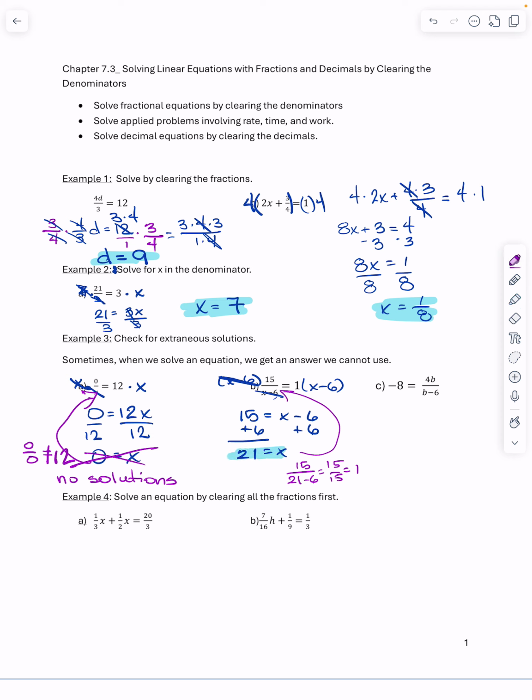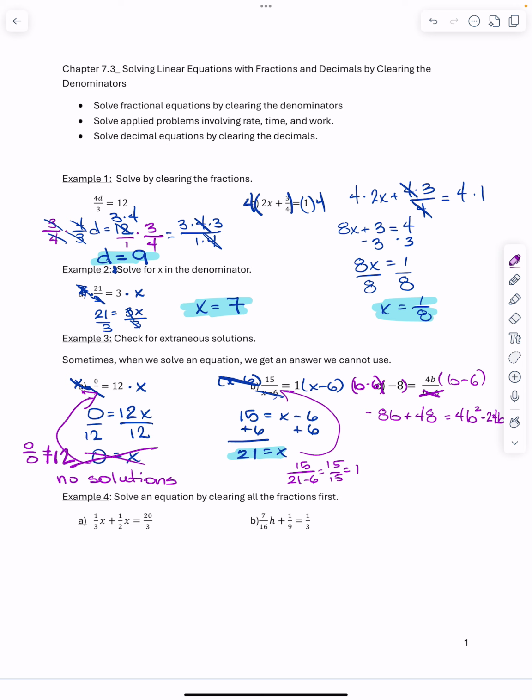C, I got the same denominator. Instead of using x, we used b, no big deal. I'm going to put b minus 6 out here. I'm going to wrap it in parentheses to show that I'm multiplying that whole thing. On the left-hand side, I get negative 8b plus negative 6 times 8 is 48. I get 4b squared minus 24b.